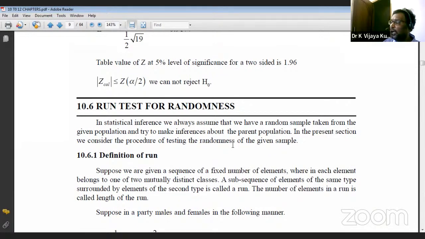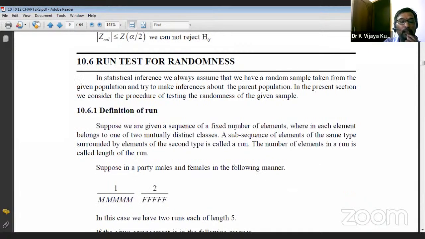What is the definition of run? Run means running. Suppose we are given a sequence of a fixed number of elements wherein each element belongs to one of two mutually distinct classes. A subsequence of elements of the same type surrounded by elements of the second type is called a run. The number of elements in a run is called the length of the run.